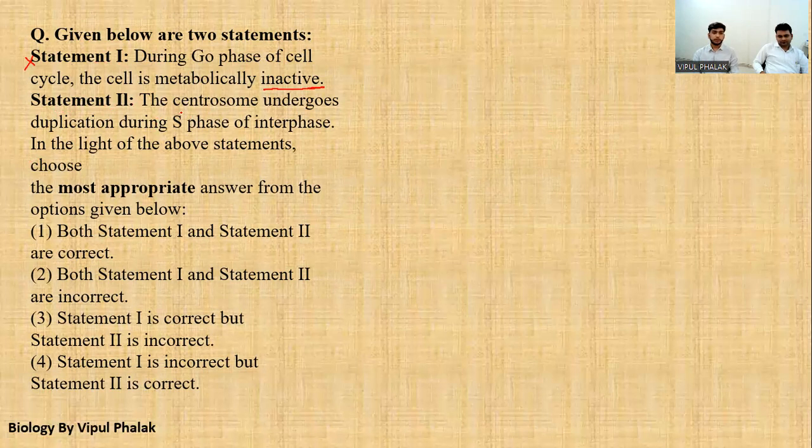Statement 2: The centrosome undergoes duplication during S phase of interphase. This statement is correct. Centrosome and DNA replication occurs in the S phase. At a very initial stage, the centrosome duplicates, and after some time in S phase, the DNA gets replicated. So second is true and first is incorrect, which is option 4.